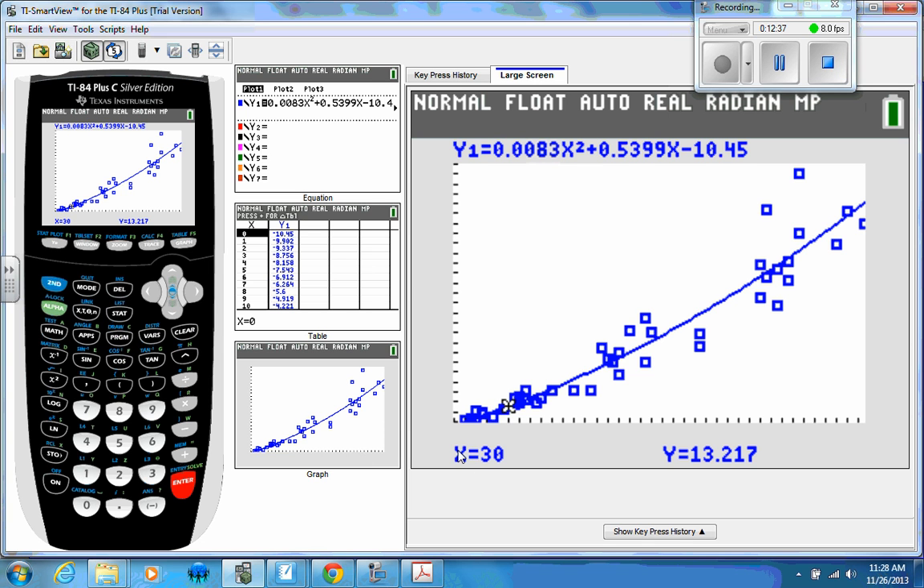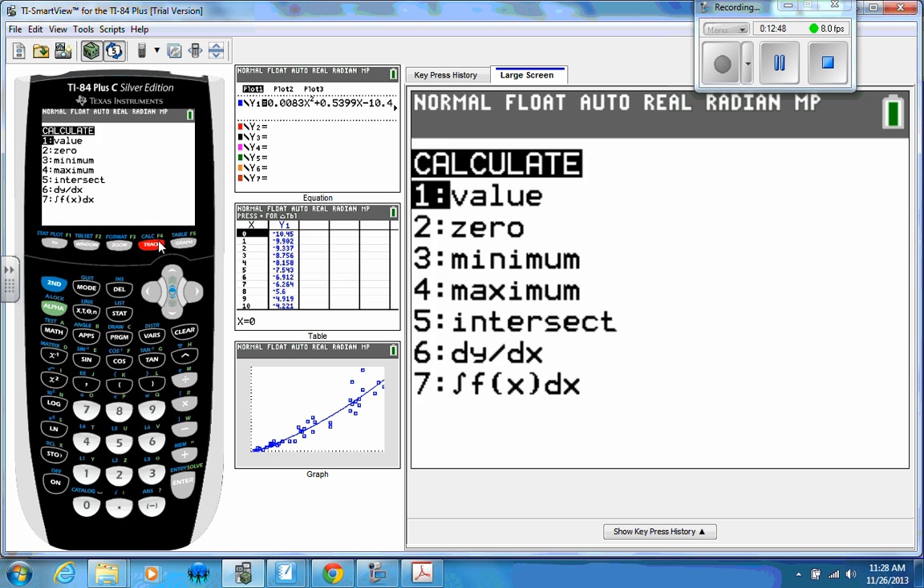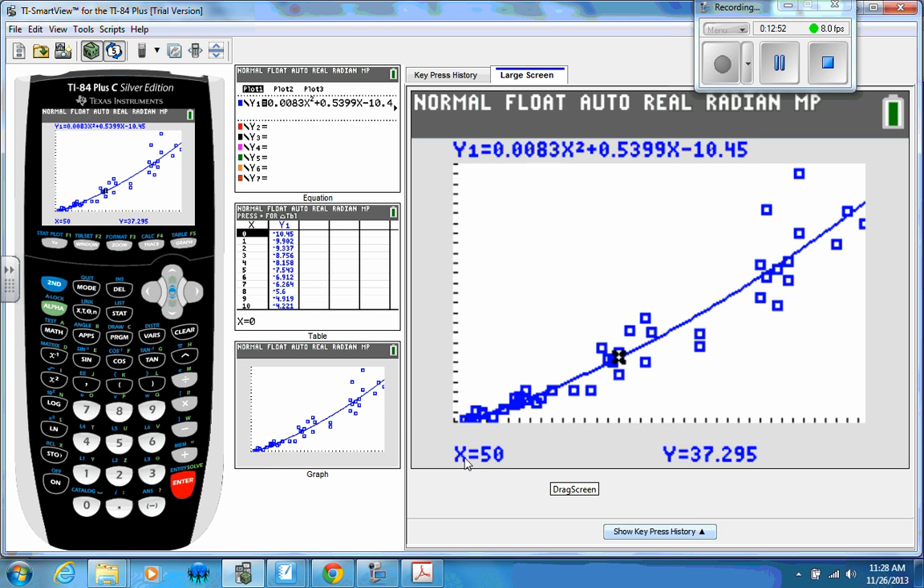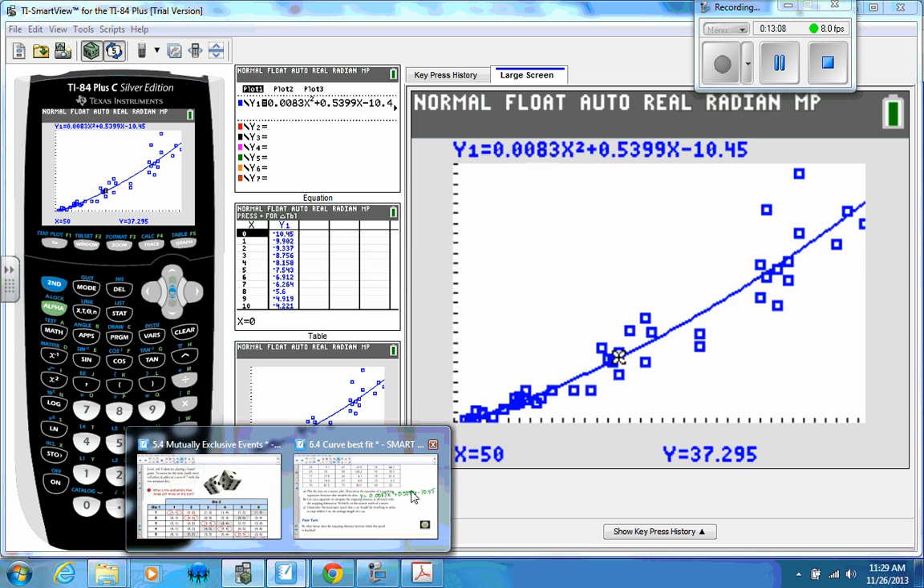So if you're driving 30 kilometers per hour, it's saying it'll take you 13.22 meters to stop, and that'll be your braking distance. If you go to second function, trace, and you put in 50 and hit enter. So if you're traveling 50 kilometers per hour, it's going to take you 37.3 meters before you can actually stop your car. So the faster you're going, the more distance you need to brake. Okay? So let's look at the next part of this question.